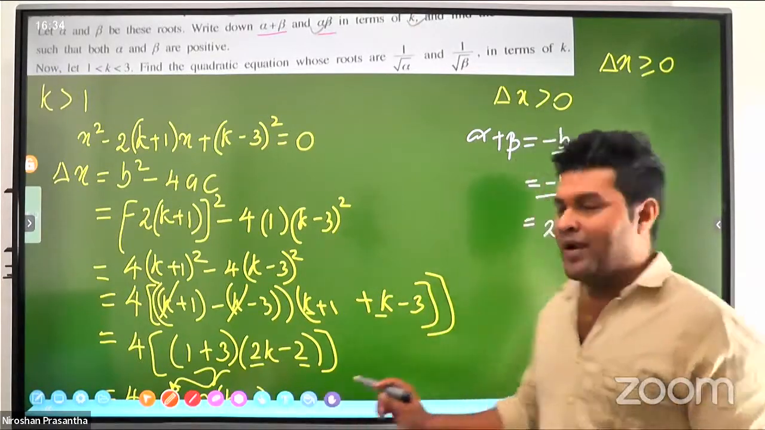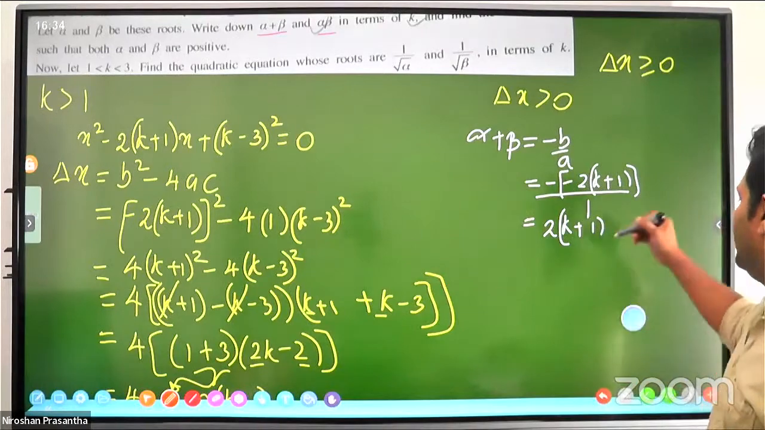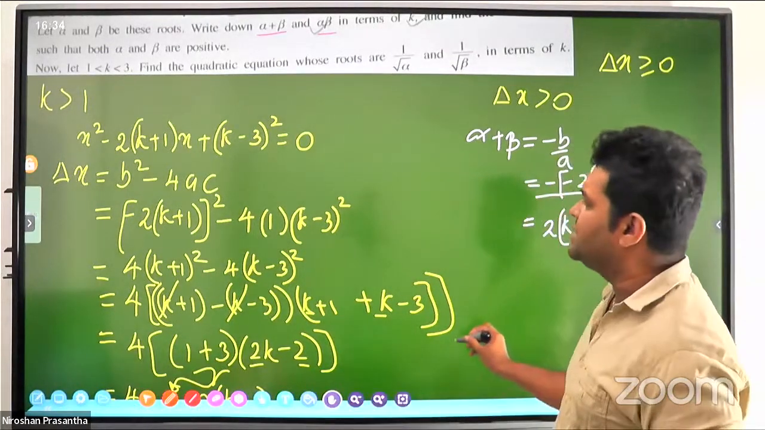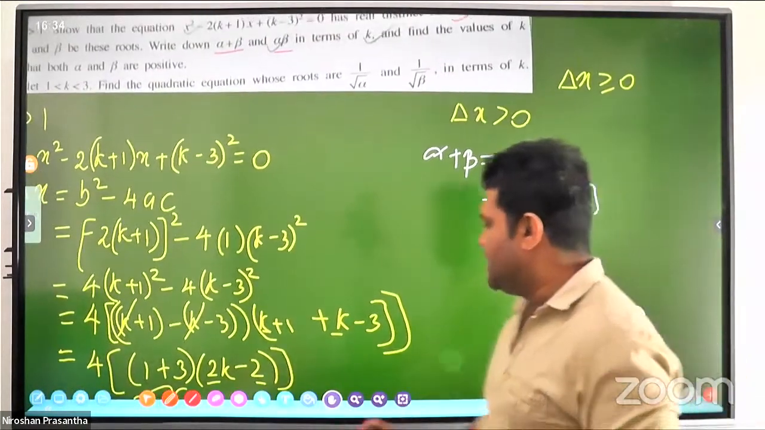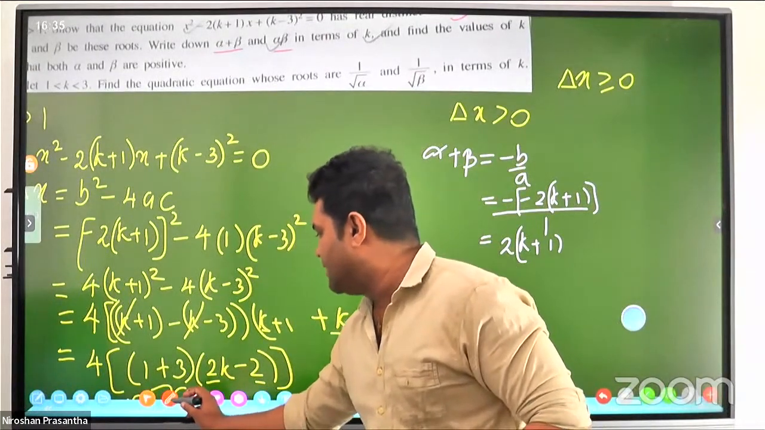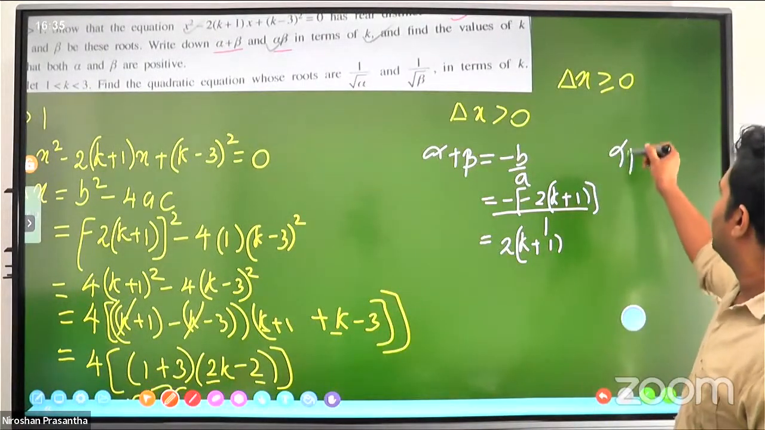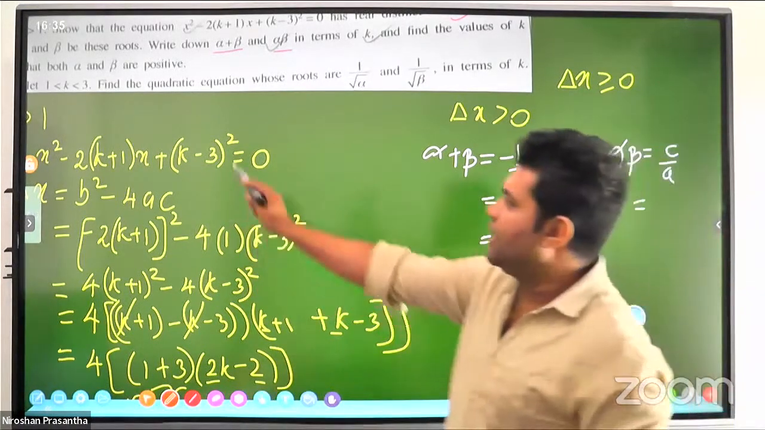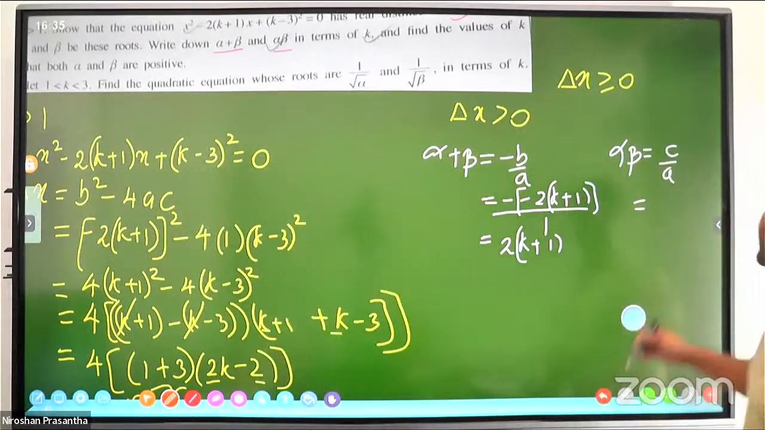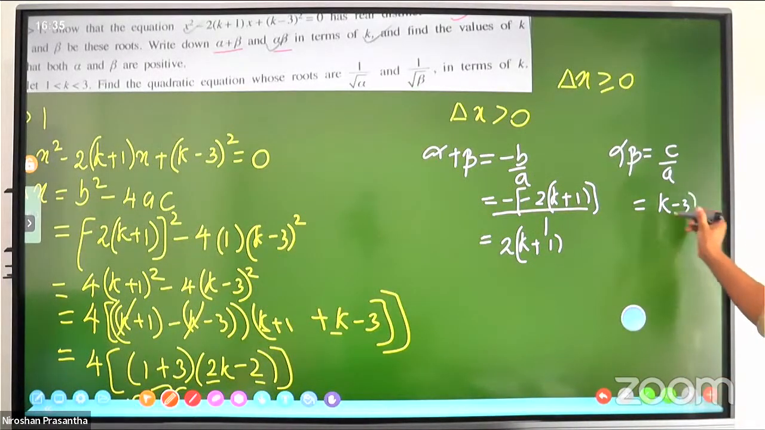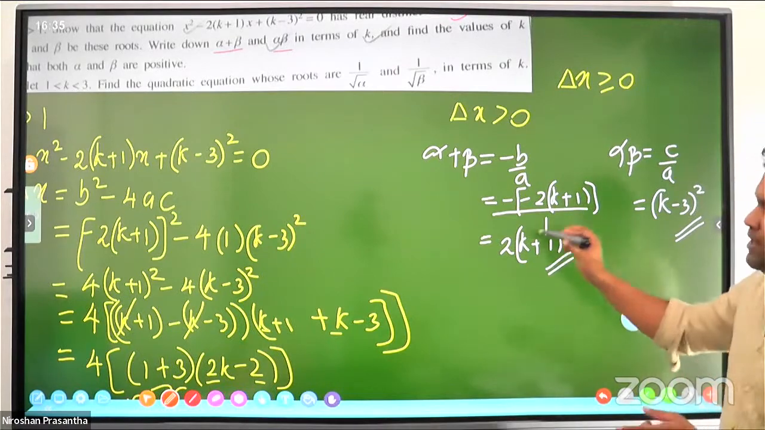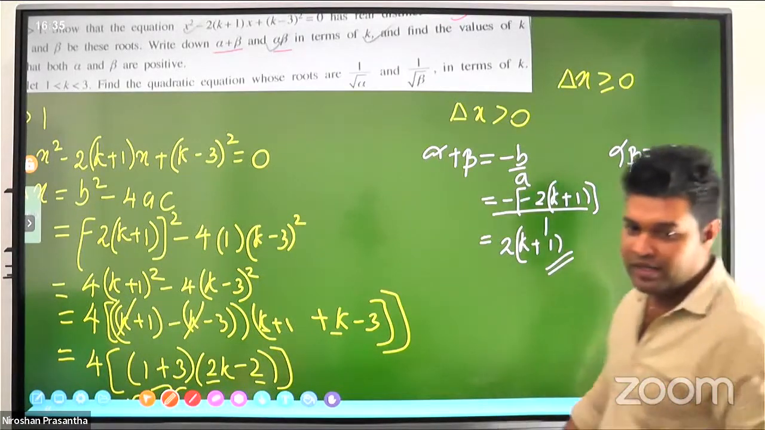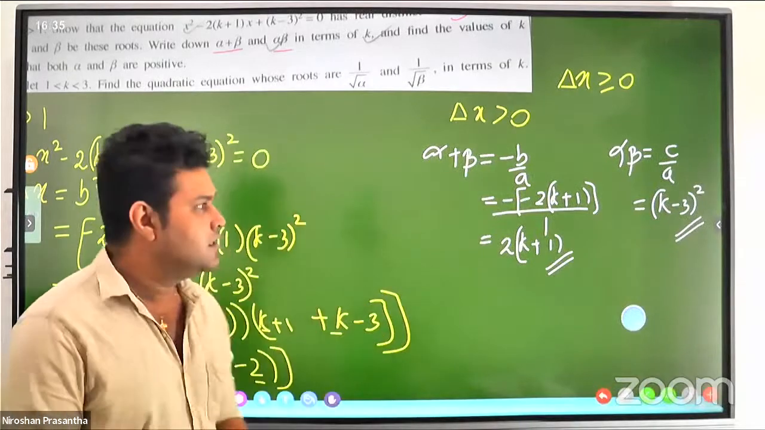Right, now you can go for the product of the two roots, alpha plus beta and alpha beta. Alpha beta is c by a. Theoretically, we know that it is c by a. The c is a perfect square term in terms of k. This is the c, and a, you know, is 1. Therefore, we can write down this answer. These are two answers, so you can underline them. Two answers that they expect.